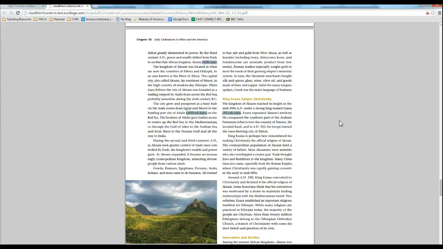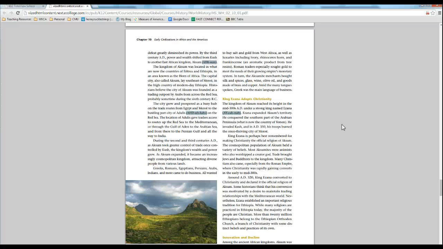During the 2nd and 3rd centuries AD, as Aksum took greater control of trade once controlled by Kush, the kingdom's wealth and power grew. As Aksum expanded, it became an increasingly cosmopolitan kingdom, attracting diverse peoples from various lands. Greeks, Romans, Egyptians, Persians, Arabs, Indians, and more came to do business.